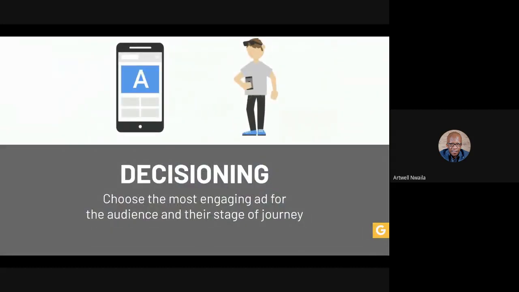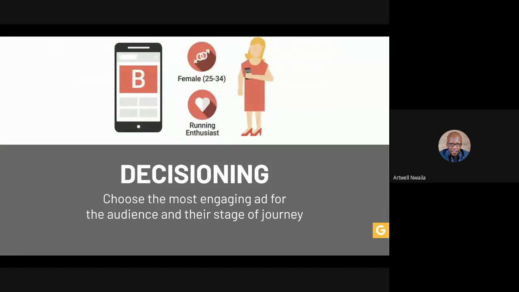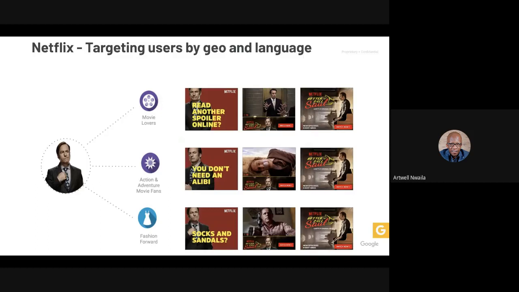The next example is decisioning. So choosing the most engaging ad for the audience and their stage in the journey. So Netflix does this quite well. What they'll do is they'll create one asset, and then they'll target different people who've got different interests. So movie lovers, action lovers, and fashion. Let's look at the movie lovers one. They'll have on the first frame copy that speaks to movie lovers. In the second frame, they'll have a visual that speaks to movie lovers, and then close off with the call to action. On action, they'll do the same kind of change with copy, then visual, and then call to action. Same goes with fashion.